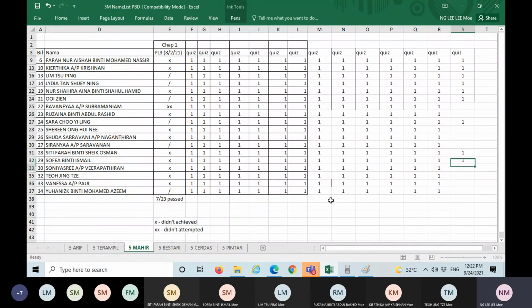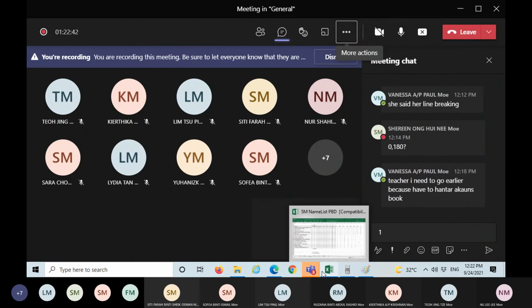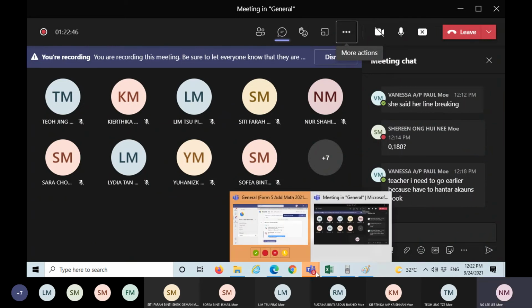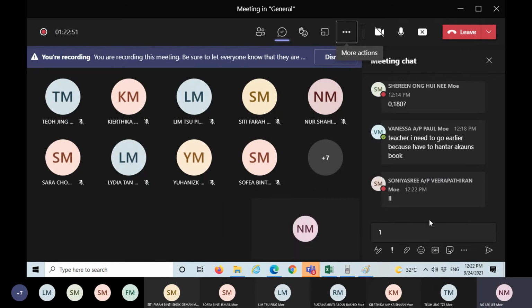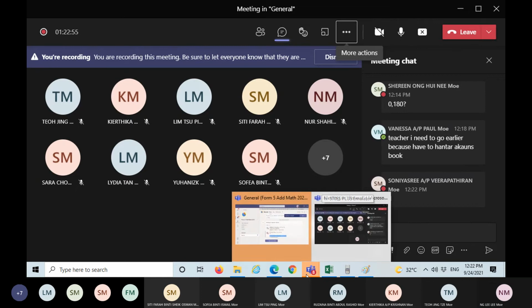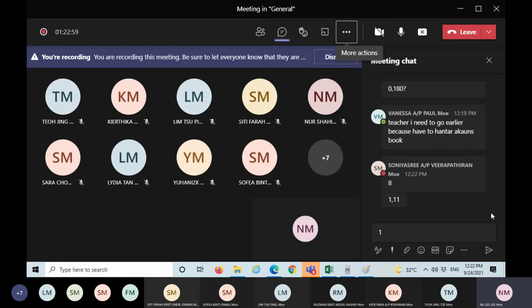Sophia has answered my question. Next, Sonia Sri. Are you still here? Okay, quadrant 2, there are two quadrants. 2 and what? Quadrant 2, negative though. 1 and 2. Negative.